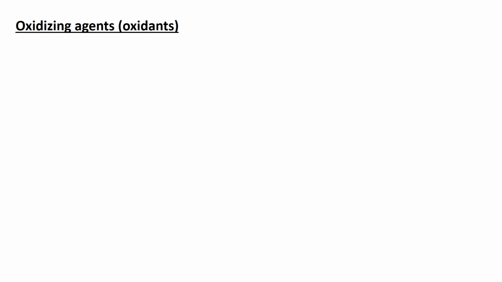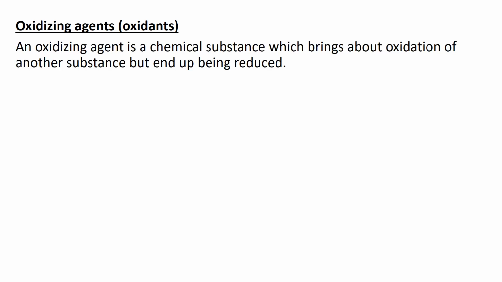Next, we take a look at oxidizing agents and reducing agents. What are oxidizing agents? So an oxidizing agent is a chemical substance which brings about oxidation of another substance but ends up being reduced. So in short, this is a substance whose presence makes another substance to be oxidized. But for that to happen, it's going to be reduced. As you are going to see, these reactions, oxidation and reduction reactions, occur simultaneously. When one thing is being oxidized, another is going to be reduced.